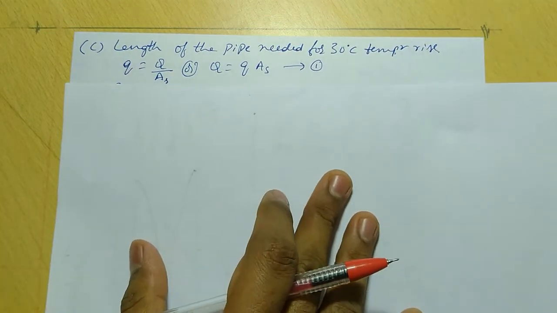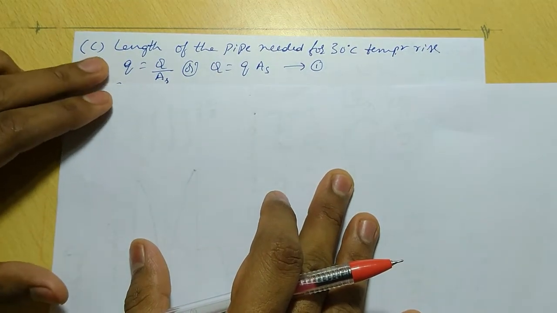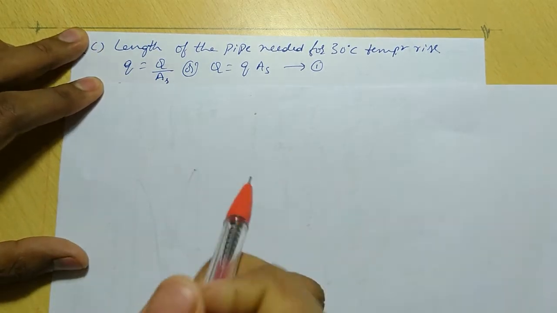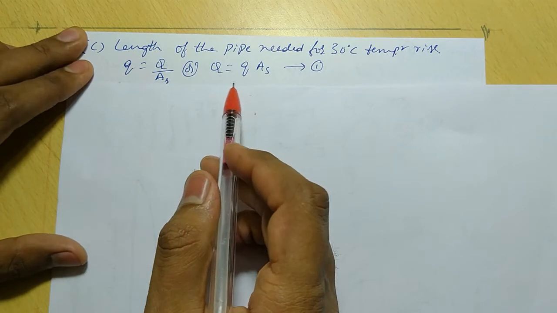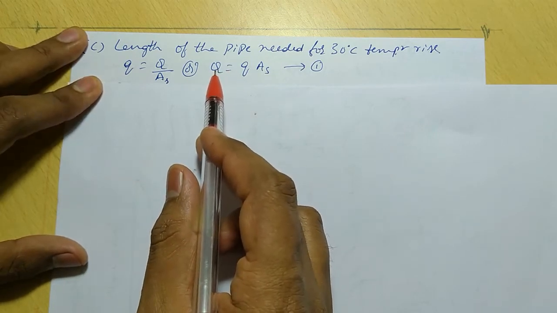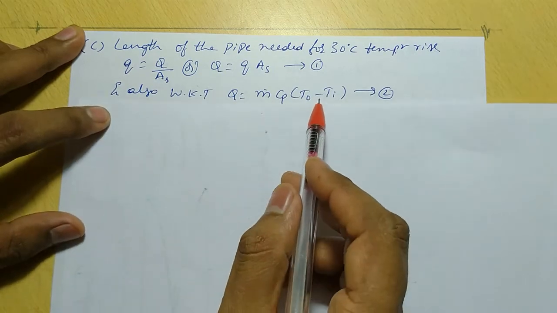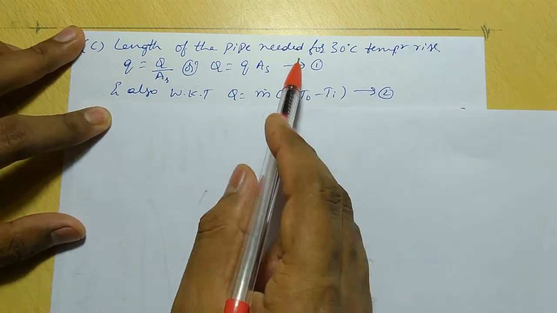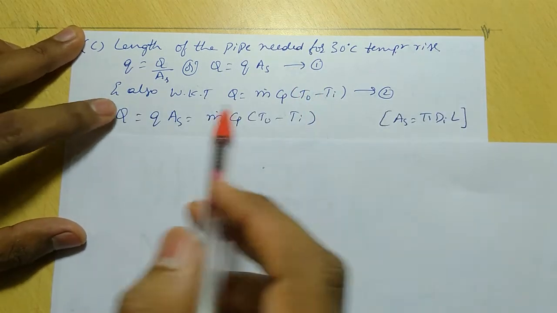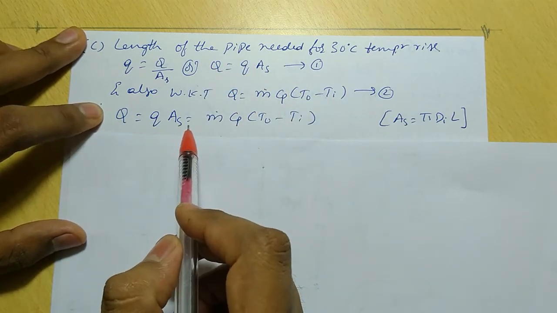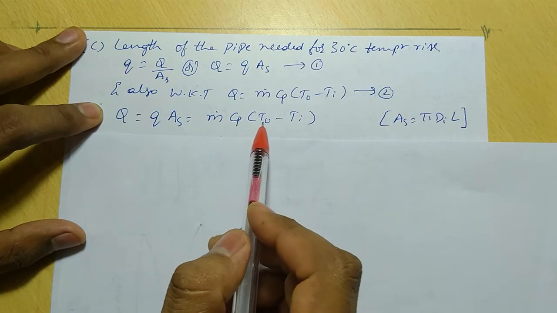See, this is the equation. We know that heat flux q is equal to rate of heat transfer Q divided by surface area, so Q is equal to q into As. You can also write Q is equal to m dot Cp into T naught minus Ti. Now compare these two equations: q into As, surface area, is equal to m dot Cp into T naught minus Ti.